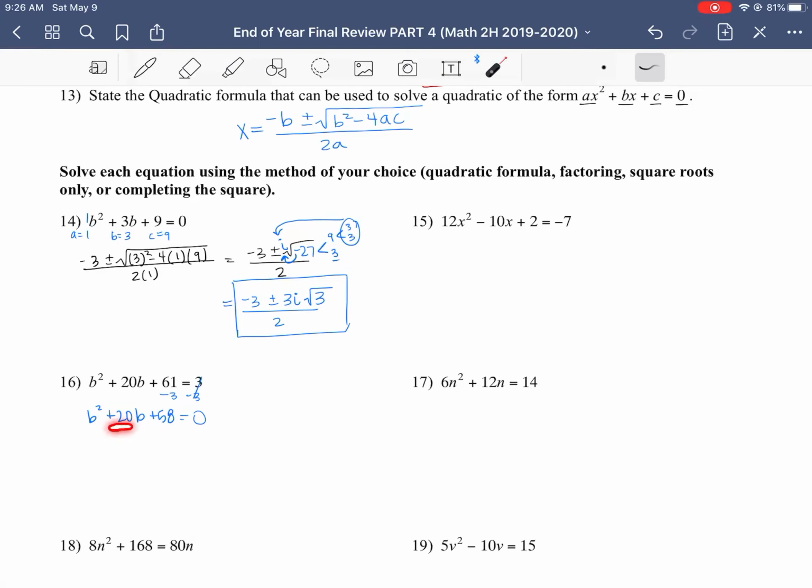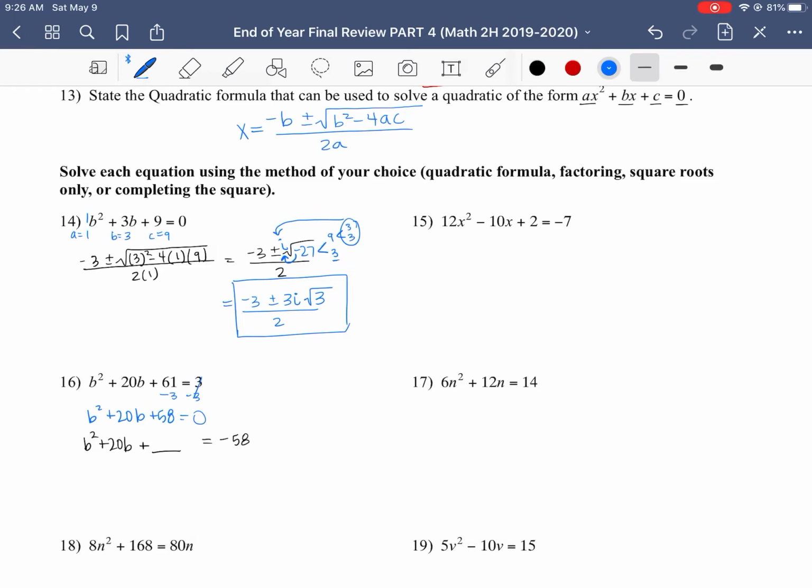We look at the middle term. Notice that's an even number. So completing the square might work really well on this one. So let's try completing the square. So we're going to do b squared plus 20b, and then we leave that spot to finish out completing the square. And then we're going to move that 58 to the right side. So we're going to have negative 58 on the right side.